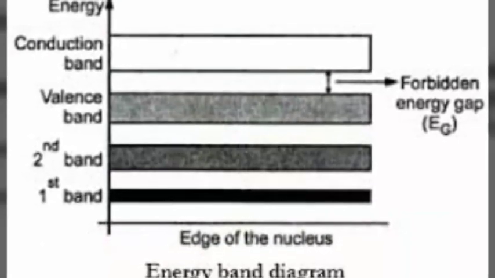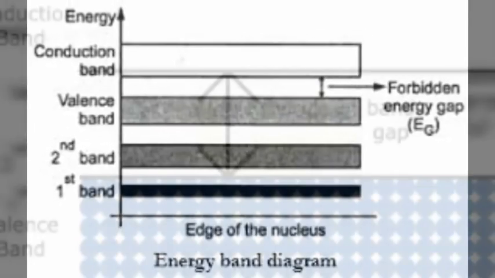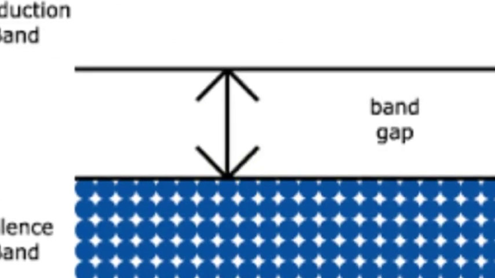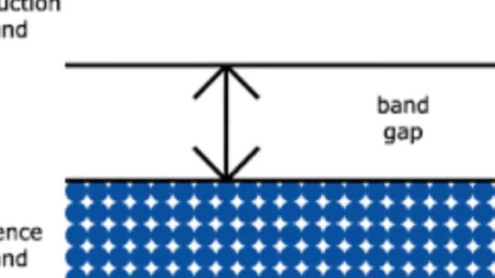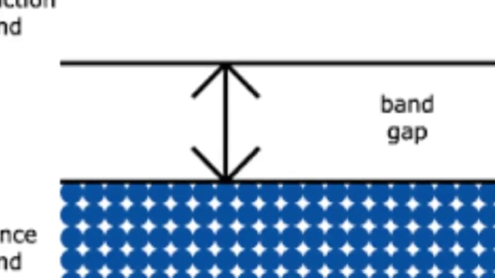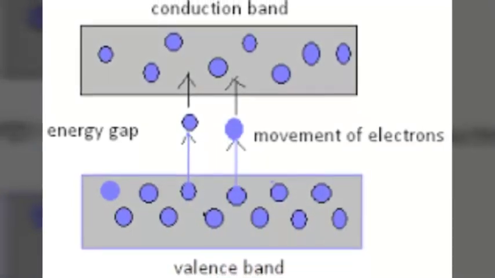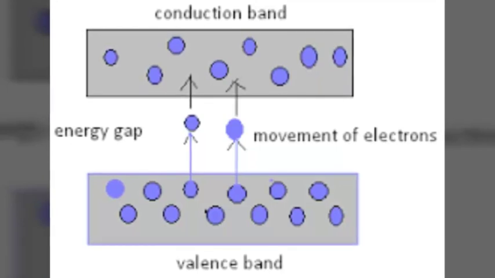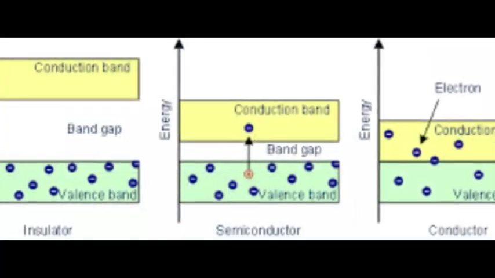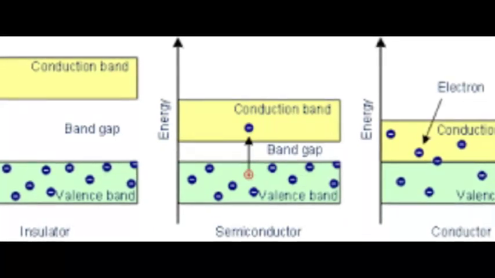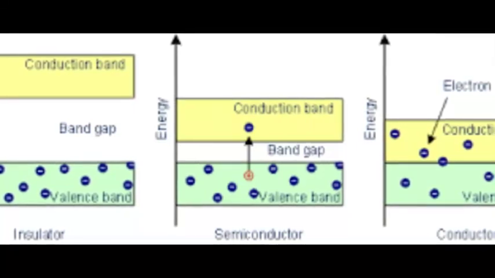Discuss forbidden energy gap. The separation between conduction band and valence band on the energy level diagram is known as forbidden energy gap. The width of the forbidden energy gap is a measure of the bondage of valence electrons to the atom. The greater the energy gap, the more tightly the valence electrons are bound to the nucleus. No electrons of a solid can stay in a forbidden gap, as there is no allowed energy state in this region. And the difference in the behavior of solids as regards their electrical conductivity can be beautifully explained in terms of energy bands.